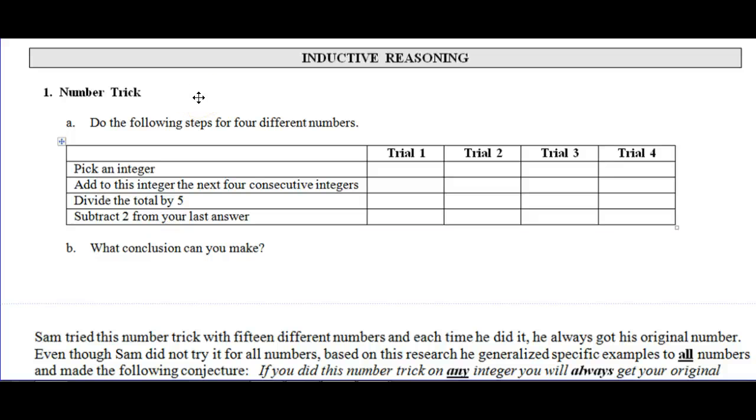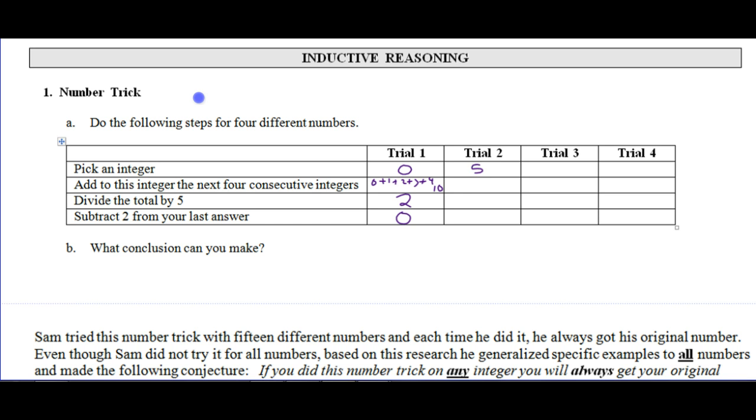Inductive reasoning, the number trick. So you've tried 4. I'm going to try 4. Pick an integer. How about 0? Add to this the next 4. So that'll be 0 plus 1 plus 2 plus 3 plus 4, which is 10. Divide the total by 5, which is 2. Subtract 2 from the answer, and you get 0.